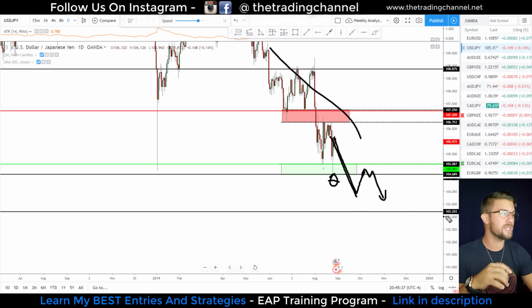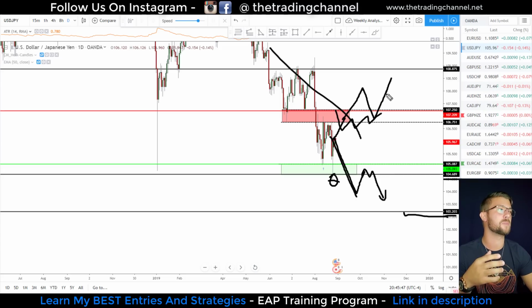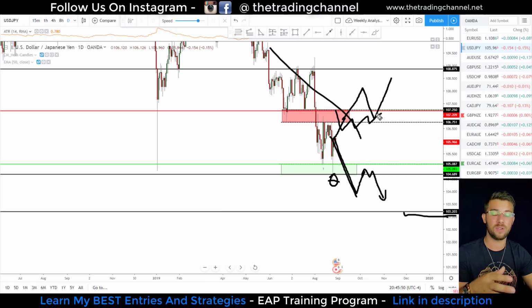I'll be looking for long trades around 103.2, between that and 103. If we push up, I'm not, again, looking for any kind of trades in this area, but if we get above that area, it'll be a good place to look for possible long opportunities out of the dollar yen. That's exactly what I'm looking at on the dollar yen pair.